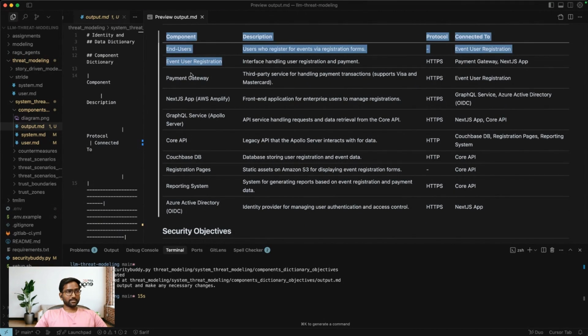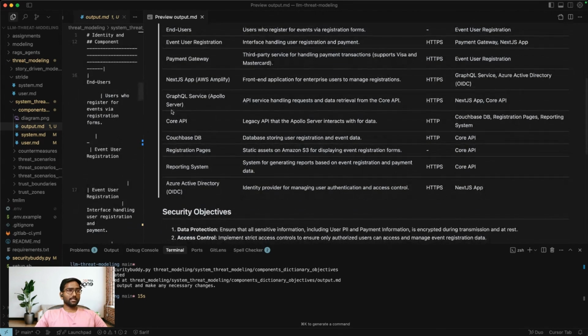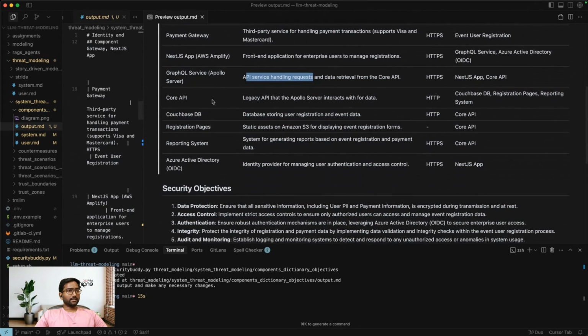The event registration, cool. The payment gateway, that is a third-party service. This is correct. The Next.js application using AWS Amplify. This is a front-end application for enterprise users. We have the same thing again for normal end users. The GraphQL service that is doing the API service handling. The core API that actually talks to the databases, that talks to the reporting, etc.